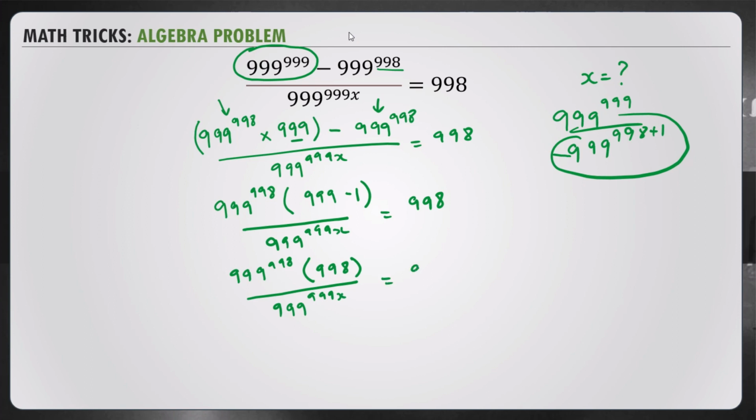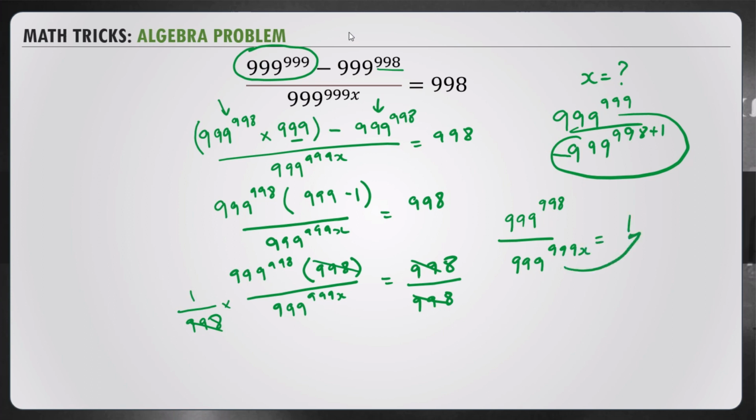X is equal to 998. Again, you can see 998 here and here. Let's divide both sides by 998 to get rid of this number. This cancels. This cancels. What are we left with? We're left with 999 to the power of 998 over 999 to the power of 999. X is equal to 1.